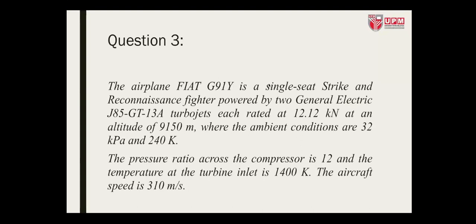We have a case here, a typical airplane, Fiat G91Y. Okay, it is a single-seat strike and reconnaissance fighter. It is powered by two General Electric J85 GT13A turbojet engines. Each of the engines is rated at 12.12 kilonewton. So imagine one engine rated at 12.12. If you have two engines, you just times 2 in terms of the thrust produced.